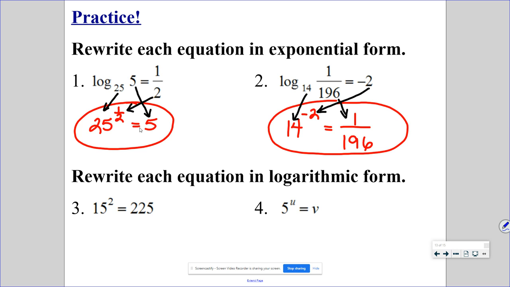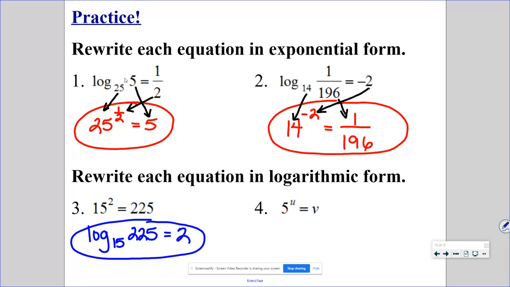For questions 3 and 4, you're going to do exactly what you did up here, but in reverse. You're going to start with the exponential, and you're going to write it as a logarithm. So if I know that 15 squared is 225, that means that log base 15 of 225 would be equal to 2. Look at how things move. They're moving in the same exact way as they did up here. The base became the base of the logarithm. The 225 went to the inside. The power became the equal to part.